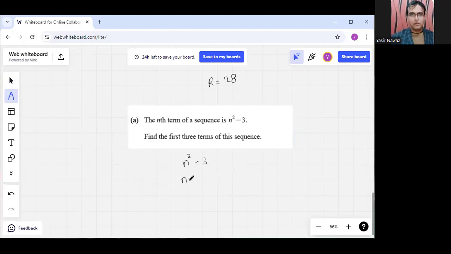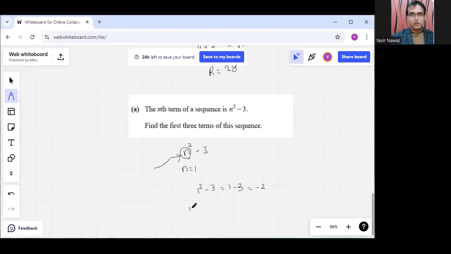So I replace n is equal to 1. I will get the first term. So replace n with 1 here. When n is 1, it's 1 square. The rest of the thing would be the same as it is. So square would be the same, minus would be the same, 3 will be the same. Only n is replaced with 1. So 1 square is 1. 1 minus 3 would be minus 2. So this means the first term is minus 2.